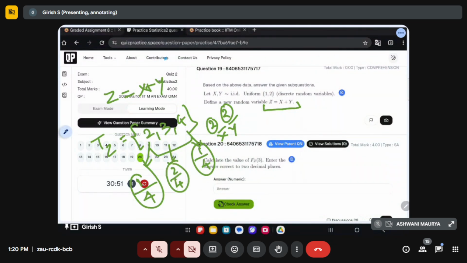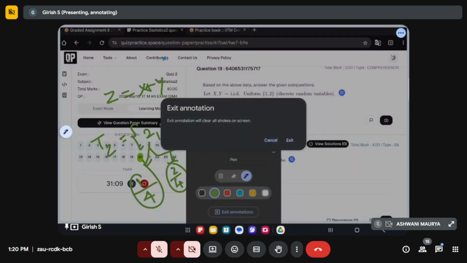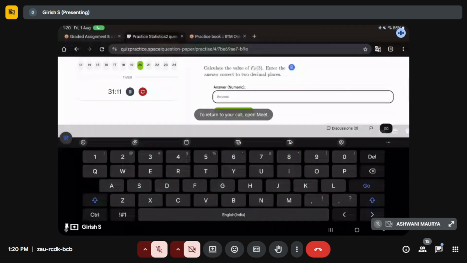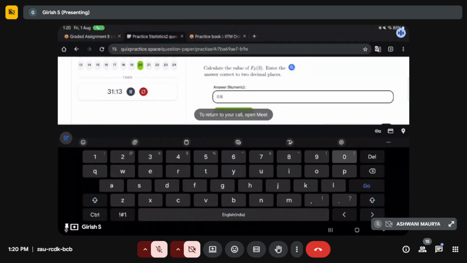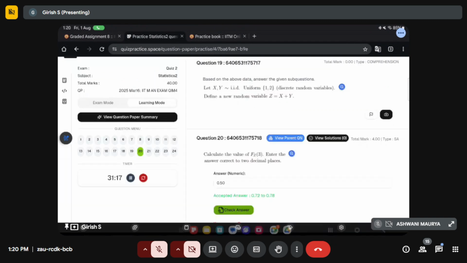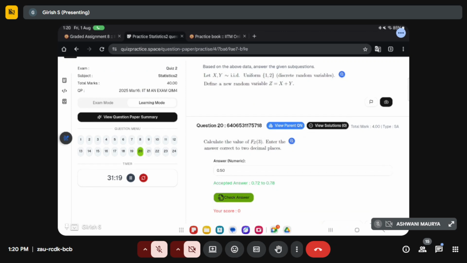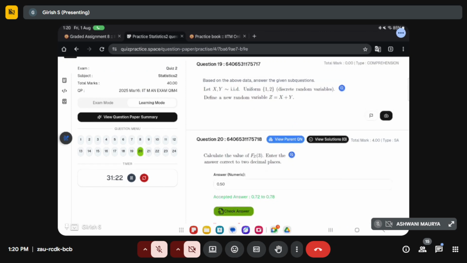Right? So this should be 0.5. Did you get this? Yes, sir. Okay, let us check the answers. I think it should be 0.50, but why do they ask for two places? Did I make any mistake?